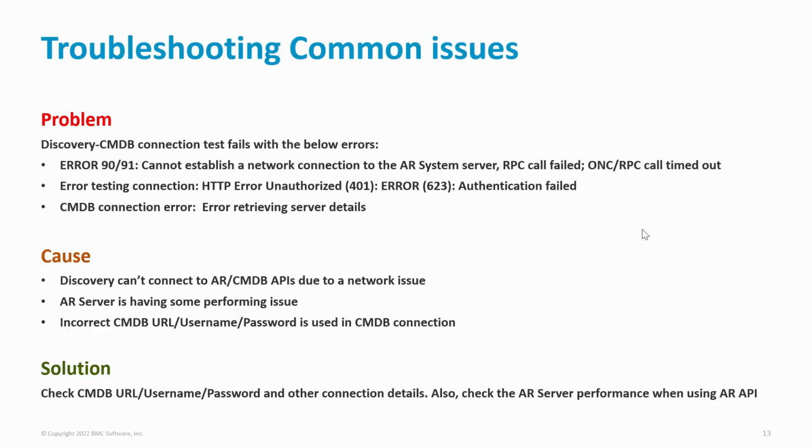If the Discovery appliance can connect to the CMDB or AR server, and you are using an AR API or CMDB API type of connection for the integration, and you are getting errors like error retrieving server details, then you can check whether there are some performance issues on the AR server side. In addition to this, make sure that the details that you are adding while creating the connections are correct. For example, the CMDB URL when you are using the REST API type of connection, or AR server address details when you are using the AR API type of connection, and obviously the username and password that you are entering.